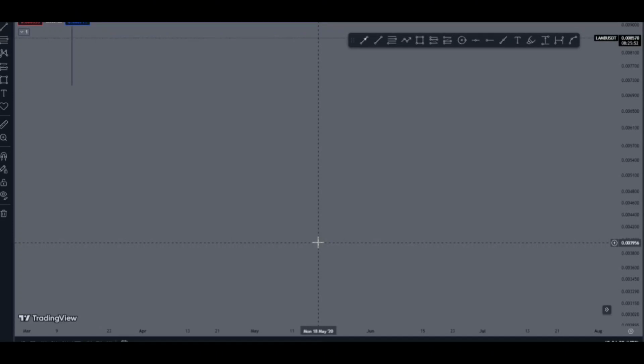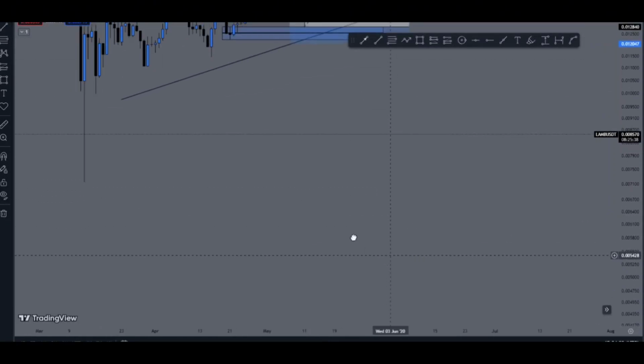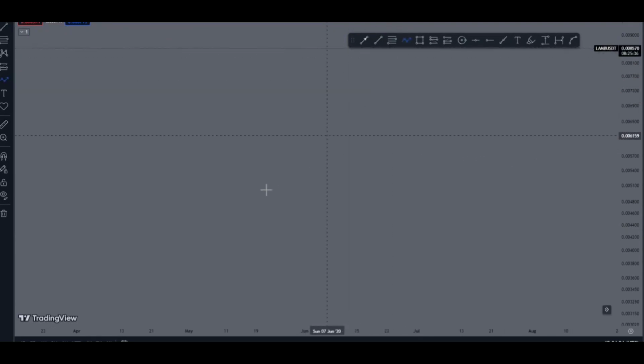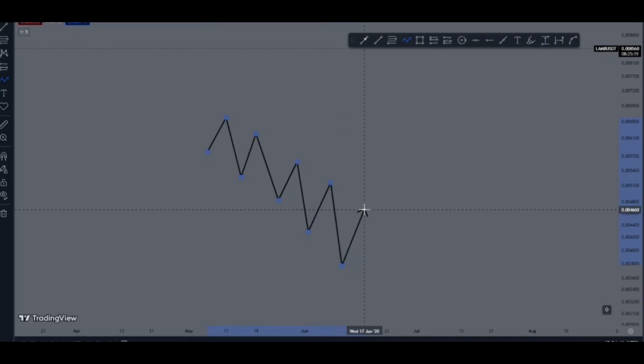Supply zone is also a zone where banks set their orders, all these institutions, billionaires, and some market makers. So I'll show you guys how to get the supply zone. Anytime a market is trending down, we always see something like this.